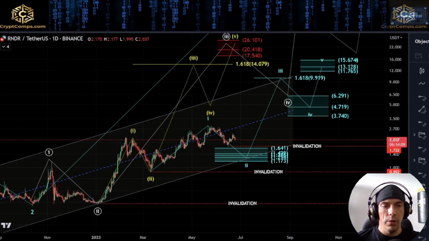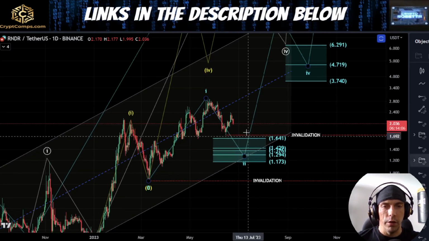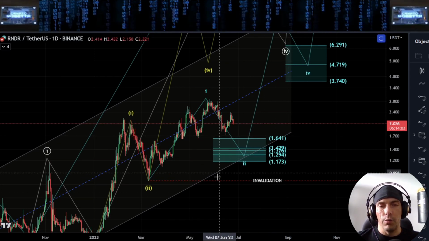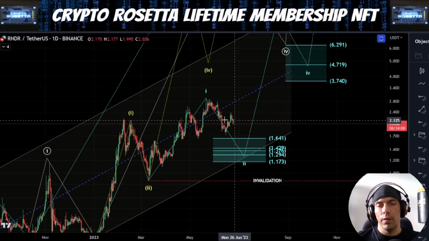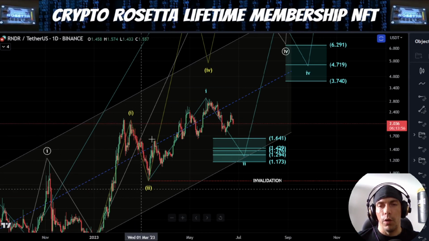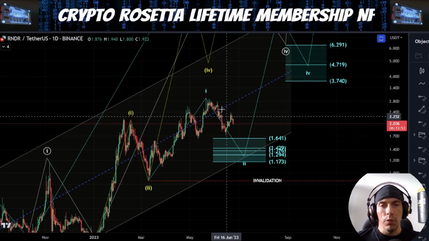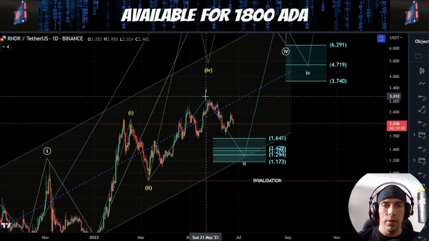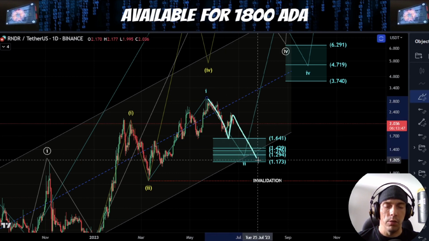Now, invalidation of this would actually come by pushing down below this low level here towards this 89 region. So if we break down below that, this invalidates this possibility of actually having this as this 1 2 1 2 1 2 idea here. And what we'd be looking for is that we're within this blue wave count here. So what we'd be treating this as is a bigger A, B, and a C to the downside.